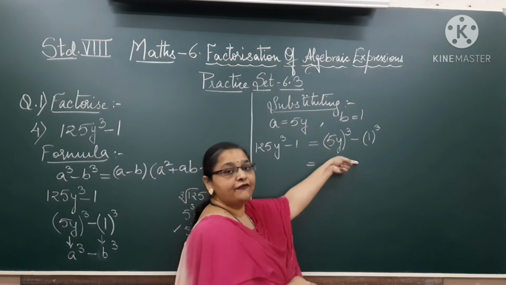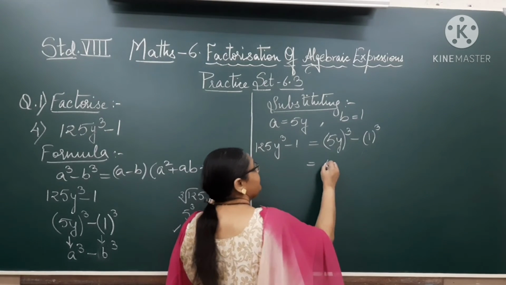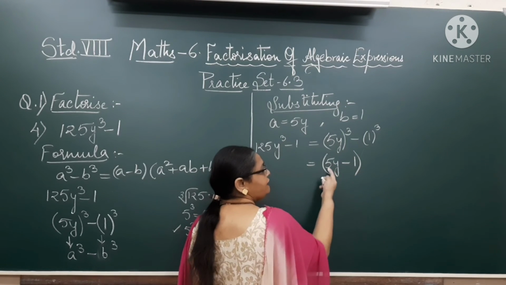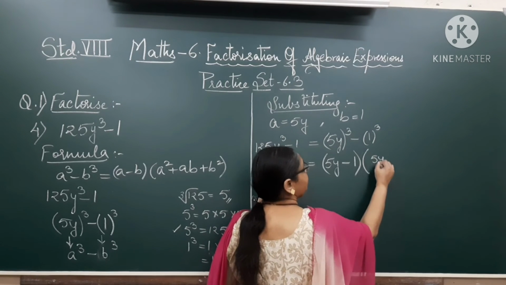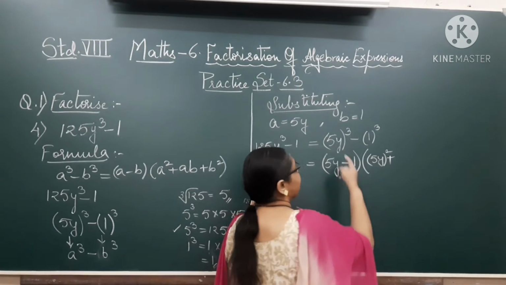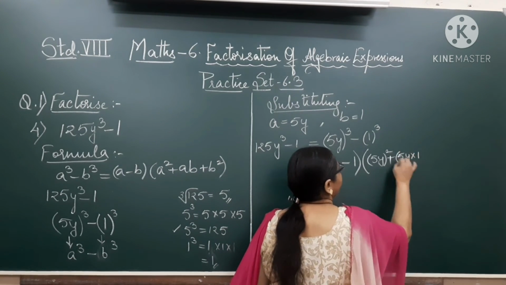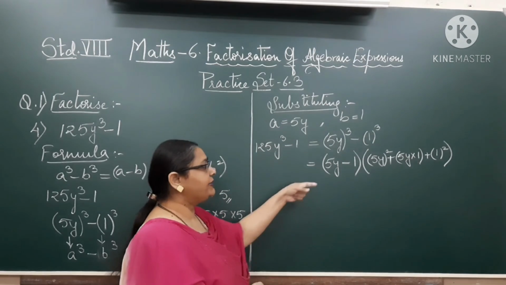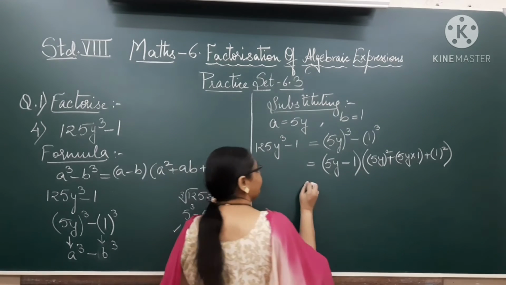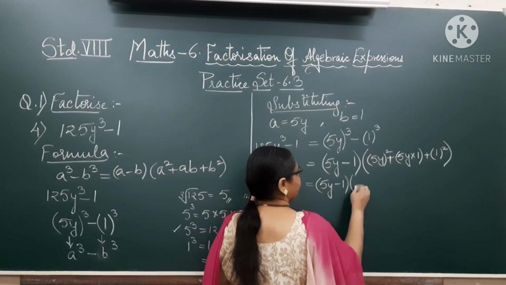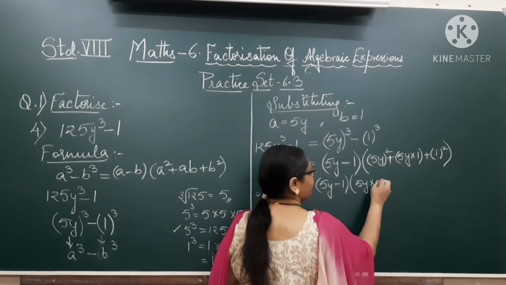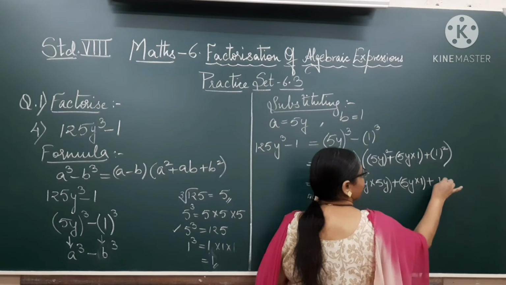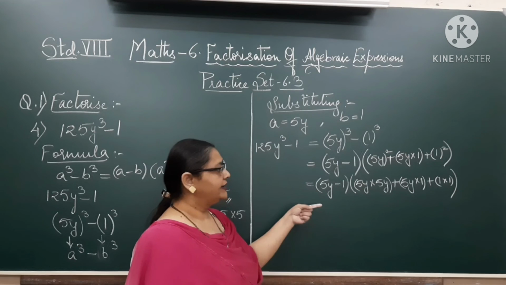So now I can factorize 5y whole cube minus 1 whole cube as 5y minus 1, a minus b, because I know a is 5y, b is 1. 5y minus 1 into a square is 5y the whole square plus ab, ab is 5y into 1, plus b square. Okay. Now let me just expand it so that I can simplify it correctly. That is equal to 5y minus 1 into 5y into 5y plus 5y into 1 as it is plus 1 into 1. Okay? Is that clear? Right.